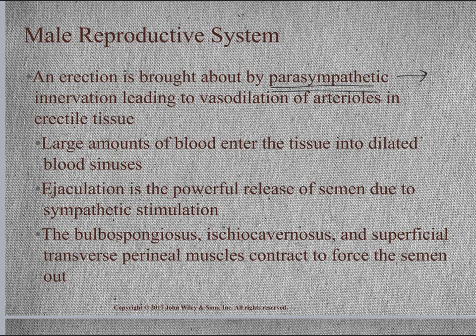Large amounts of blood enter the tissue into those dilated blood sinuses. Ejaculation is the powerful release of semen due to sympathetic stimulation. So again, this is a positive feedback loop that's brought on from our sympathetic stimulation. And then we have the bulbospongiosus, the ischiocavernosus, and the superficial transverse perineal muscles that are going to produce strong contractions that are going to force the semen out. So we could draw a big arrow, force the semen out of the penis into the vagina.